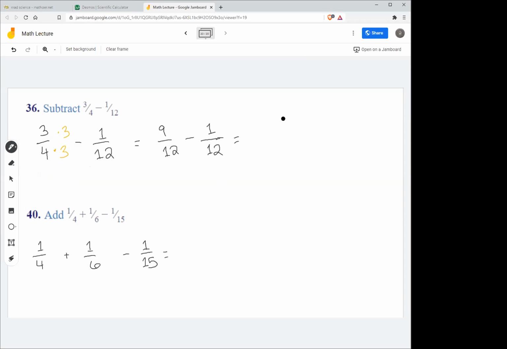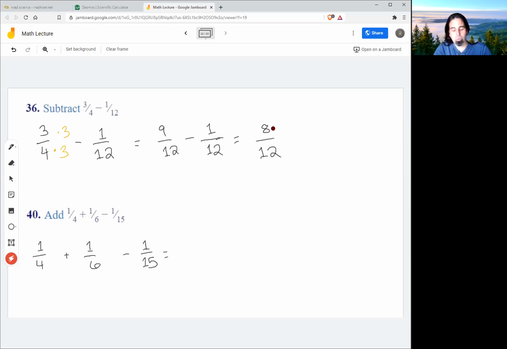It'll be 8/12 and then you'll have to simplify it. Yeah, right? 9 minus 1 is 8. It doesn't matter whether I'm counting twelfths or cereal boxes. And then once I have the 8/12, I say, oh, drat, I'm not done. I have to reduce it.